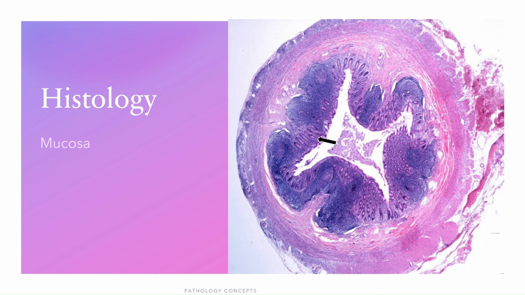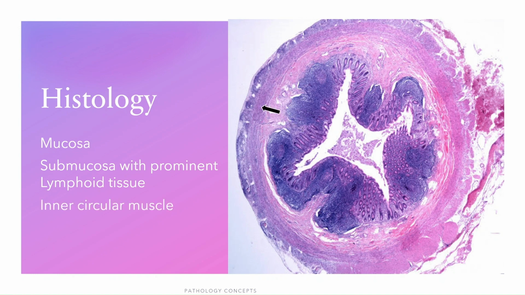The first layer is mucosa. The second is submucosa with prominent lymphoid tissue consisting of lymphoid follicles. Third is inner circular muscular layer. Fourth is outer longitudinal muscular layer, and last is serosa.